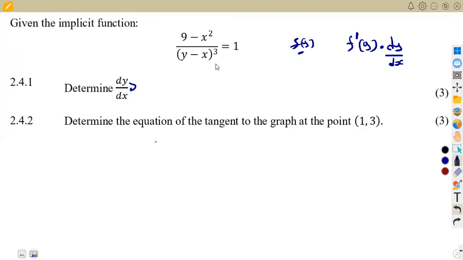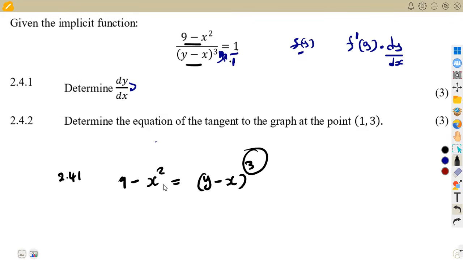So what you're going to do in this case, because you are given this, is cross multiply so that you can separate these two. At the end we're going to have 1 times this side, so we obtain 9 minus x squared is equal to 1 multiplied by this side, which is going to be y minus x to the exponent of 3.